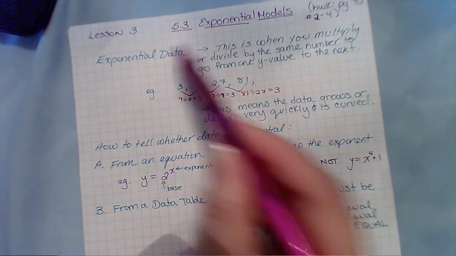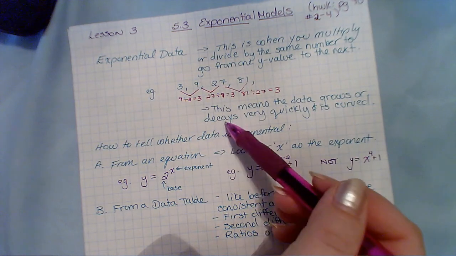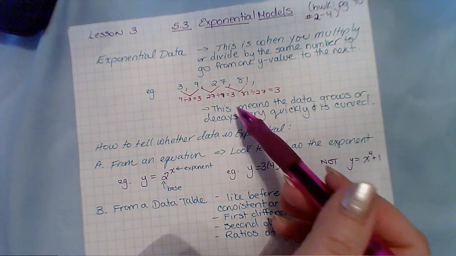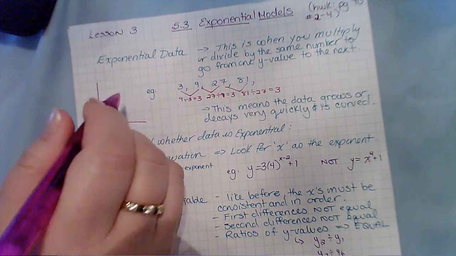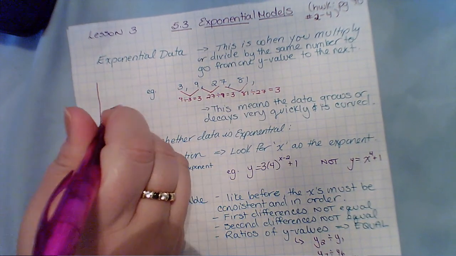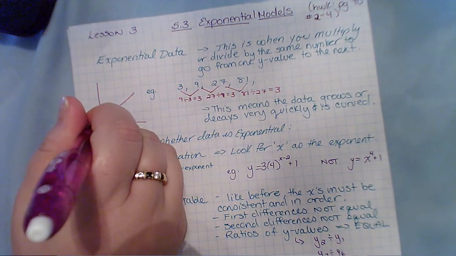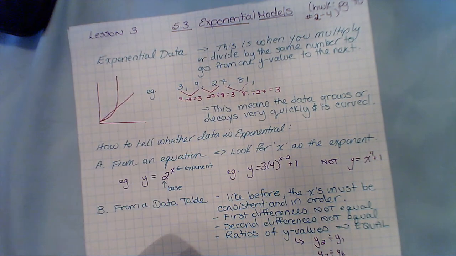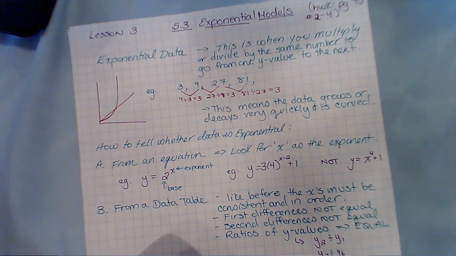So when you have exponential data, it either grows or decreases. Another word for that is decays very quickly. And it also gives you a curve. Because we're not going up by the same amount, on a graph, if we were going up by a constant amount, it would look like that. That would be linear. But in this case, it goes up slowly and then all of a sudden it swoops up. So this curve means it's exponential.